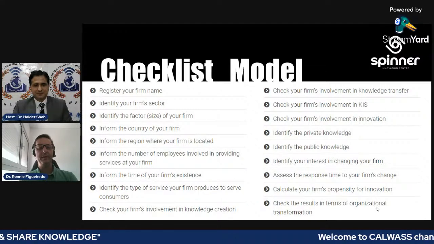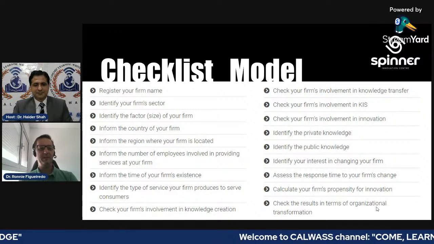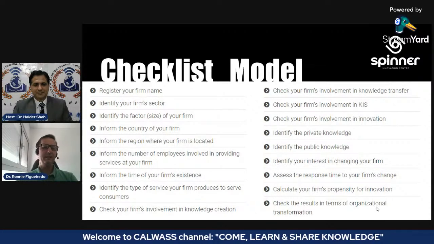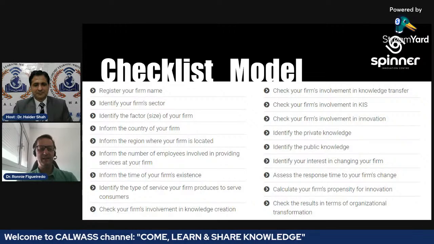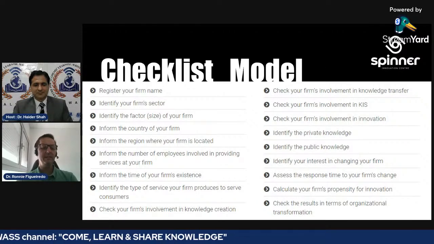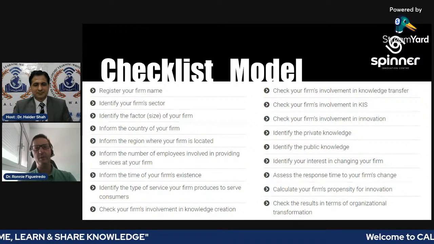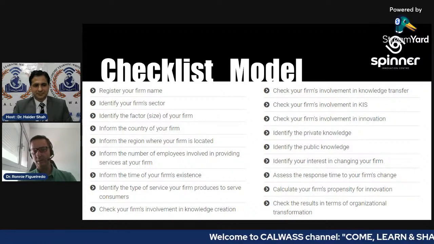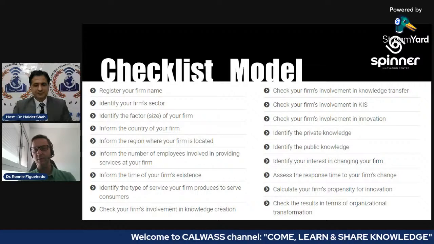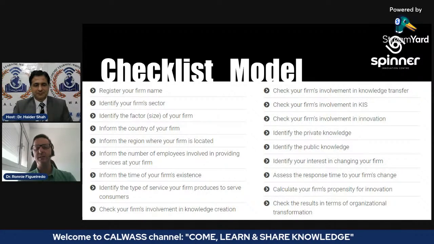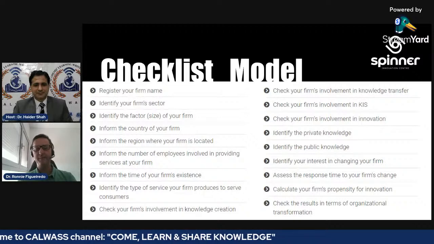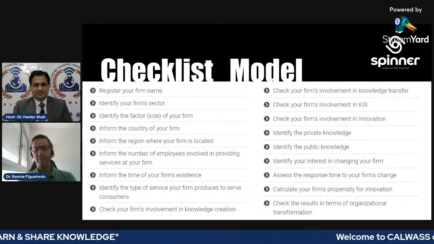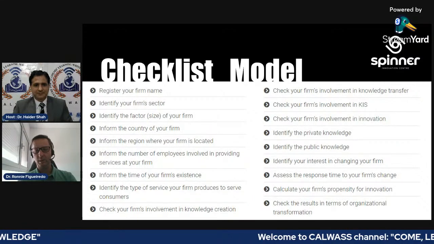Identify the number of employees involved in this business, the time the firm has existed, and the services you are providing to support customer needs. Check if your firm or enterprise is involved in a specific co-creation process, knowledge creation, knowledge transfer, knowledge-intensive solutions already provided, or innovation already happening in this business, and what type of innovations.